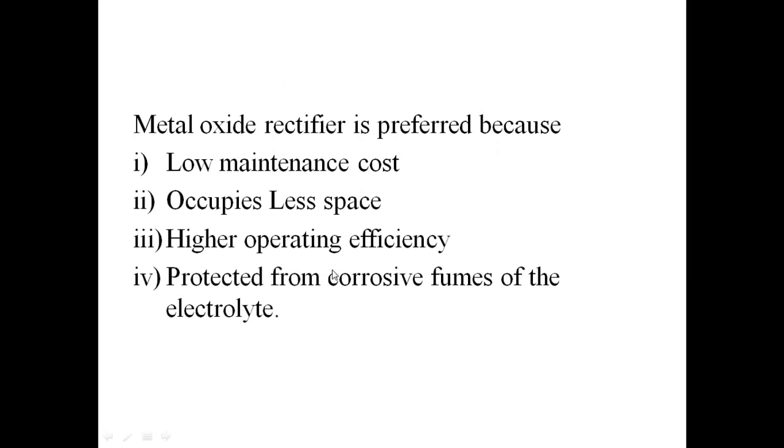The metal oxide rectifier is preferred compared to the earlier one because it occupies very little space, the maintenance cost is low, and it has a higher operating efficiency. It is also protected from corrosive fumes because the rectifier is placed in the transformer, which has oil, so it is protected from the corrosive fumes of the electrolyte. The chance of corrosion is also reduced. These are some of the benefits of a metal oxide rectifier. That's why we go for a metal oxide rectifier for supplying power to the electrolytic process.